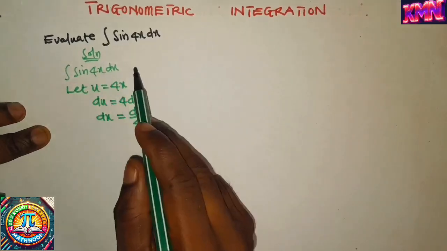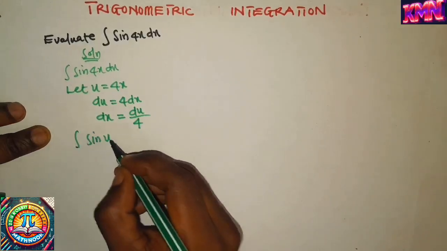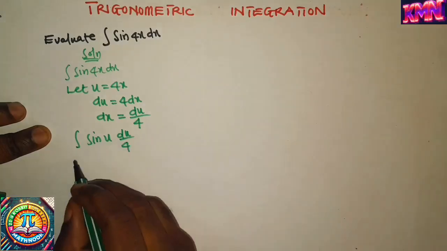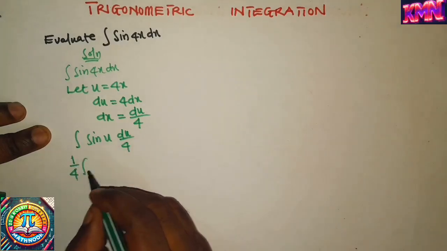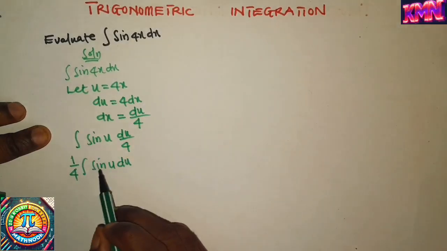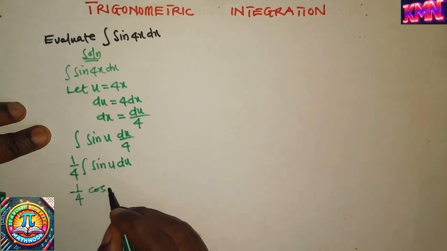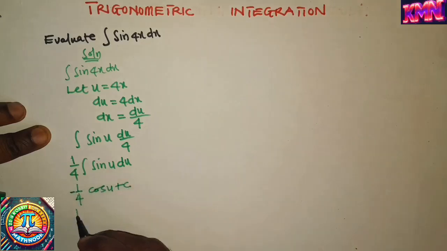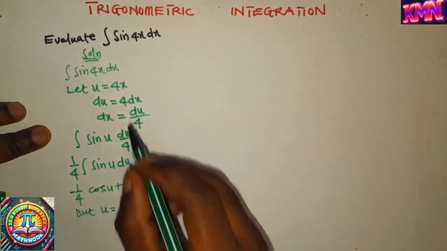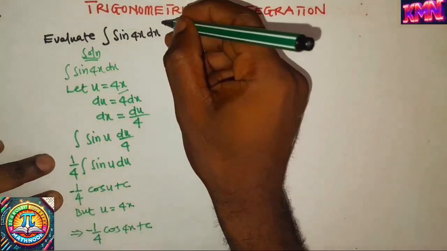Then we place everything in terms of u. Hence, we are going to have sine u du over 4. We get 1 on 4 integral of sine u du. When we integrate sine u, we learned that it gives us negative cosine of u plus c. But u is 4x, and that implies that our answer becomes negative 1 on 4 cosine of 4x plus c.